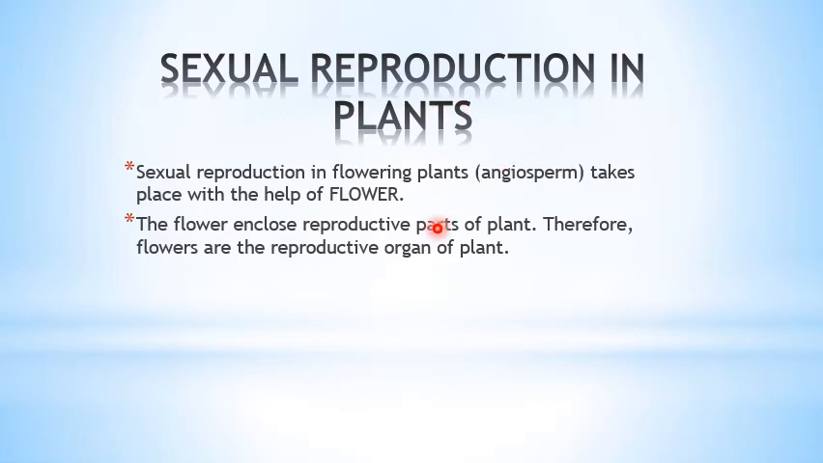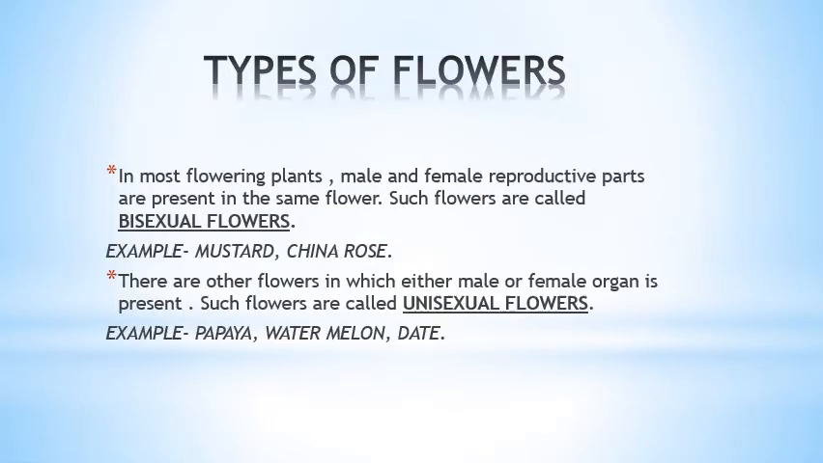The flower encloses the reproductive parts of the plant, means the male and the female parts. Therefore, the flowers are the reproductive organ of the plant. Types of flower. In most of the flowering plants, male and female reproductive parts are present in the same flower. Such flowers are called bisexual flowers. The examples are mustard and China rose, in which both the male and the female parts are present in the same flower. There are other flowers in which either the male or the female organ is present.